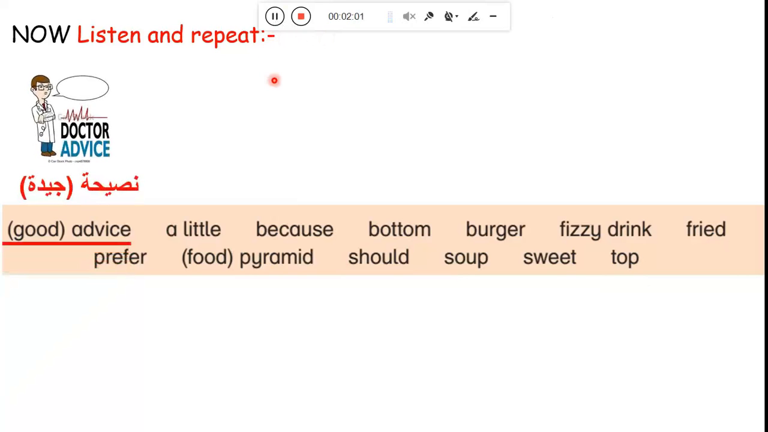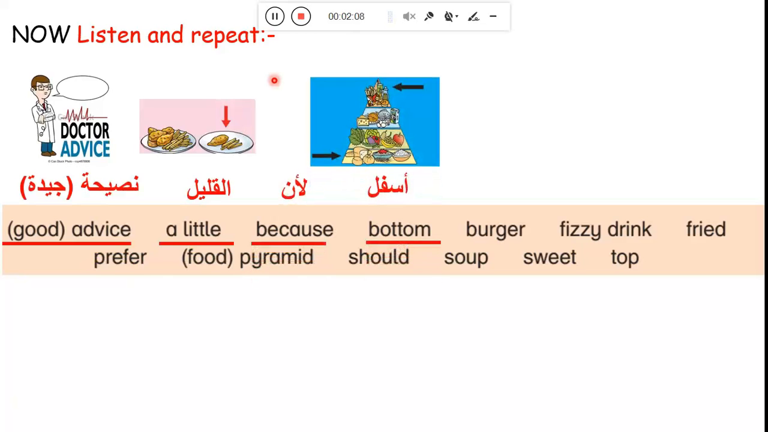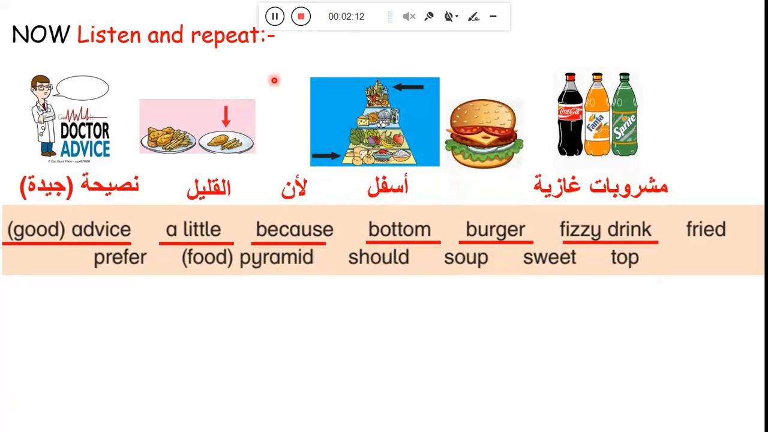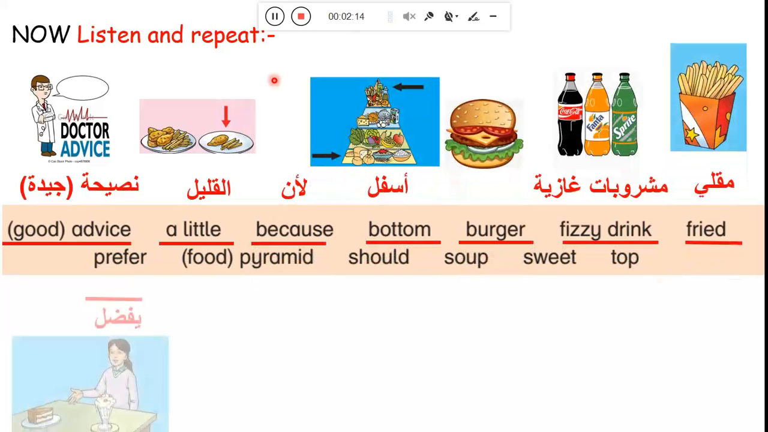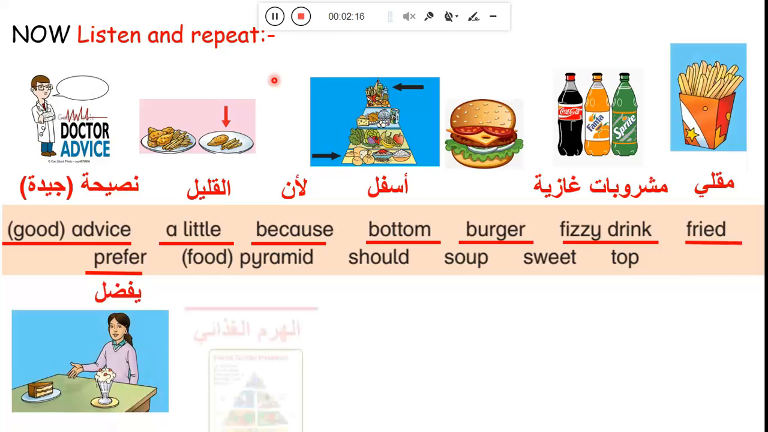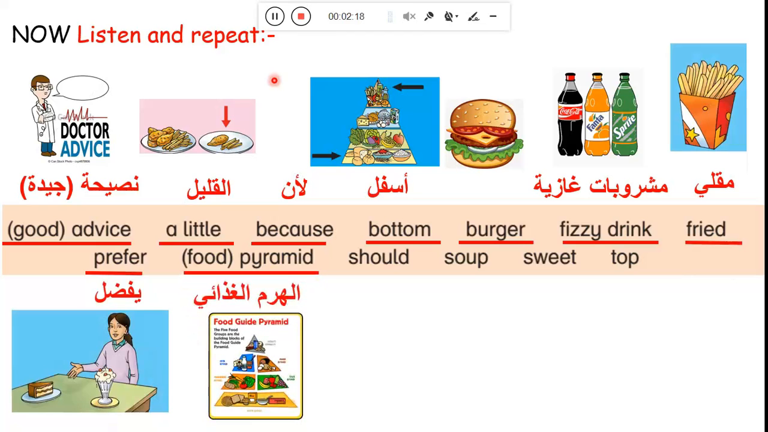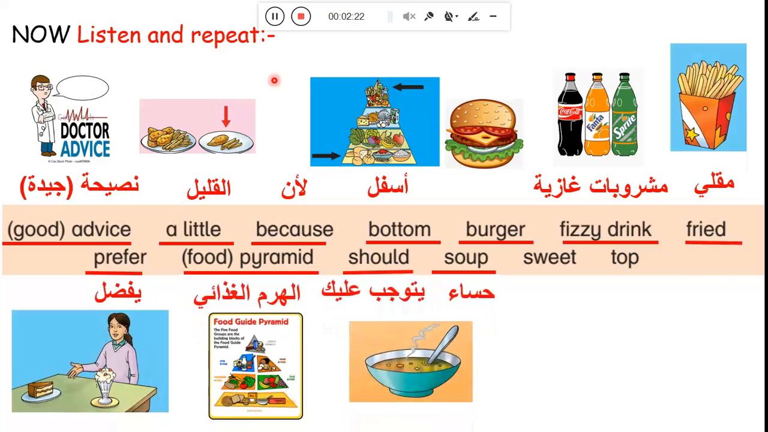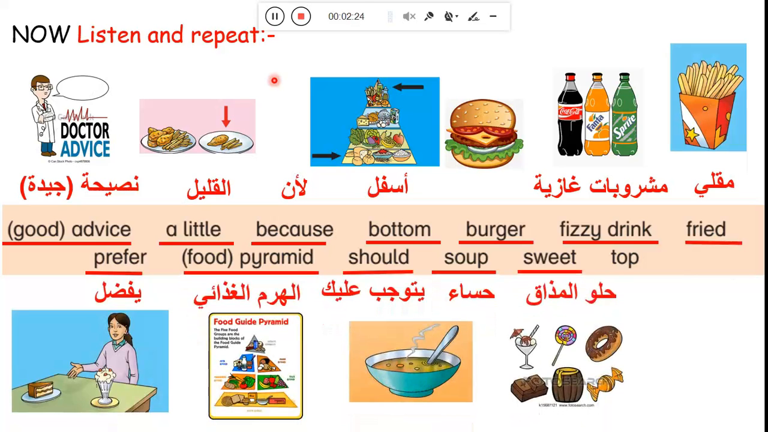Good advice. A little. Because. Bottom. Burger. Fizzy drink. Fried. Prefer. Food pyramid. Should. Soup. Sweet.